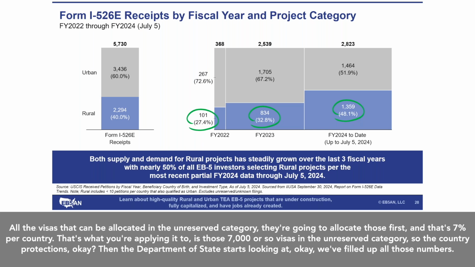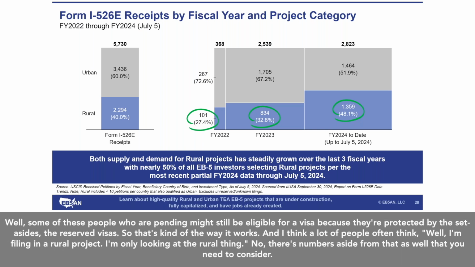So the country protections. Okay. Then the Department of State starts looking at, okay, we've filled up all those numbers. Well, some of these people who are pending might still be eligible for a visa because they're protected by the set-asides, right? The reserved visas. So that's kind of the way it works. And I think a lot of people often think, well, I'm filing in a rural project, I'm only looking at the rural thing. No, there are numbers aside from that as well that you need to consider.